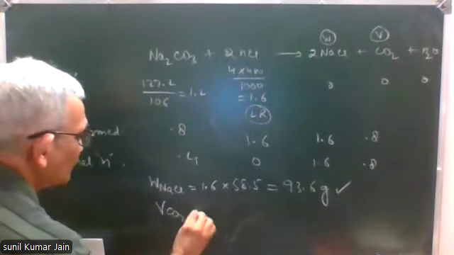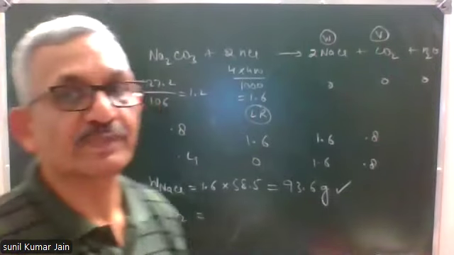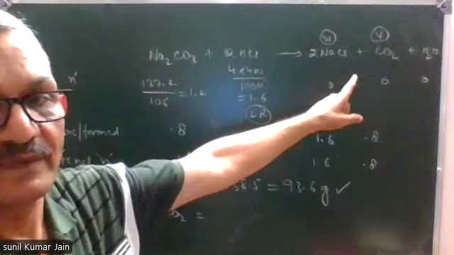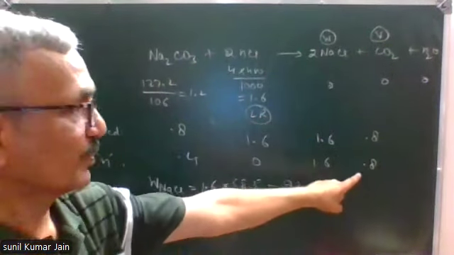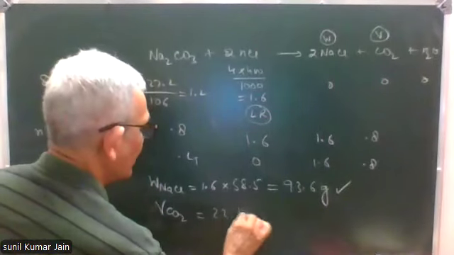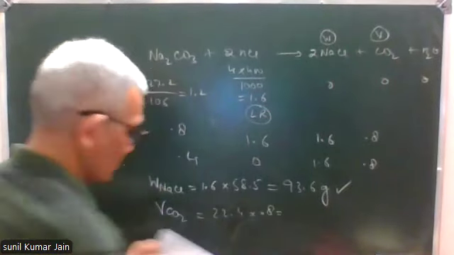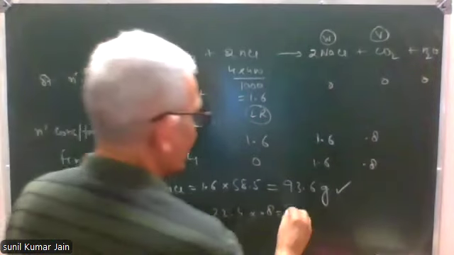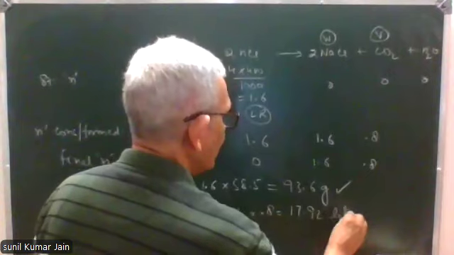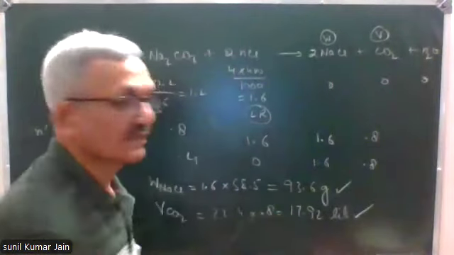Volume of CO2 produced. Volume of CO2 produced at STP, of course. 1 mole of any gas will be 22.4 liters. So 0.8 moles will be how much? 22.4 into 0.8. So the volume of CO2 will be 17.92 liters. This is the second answer.